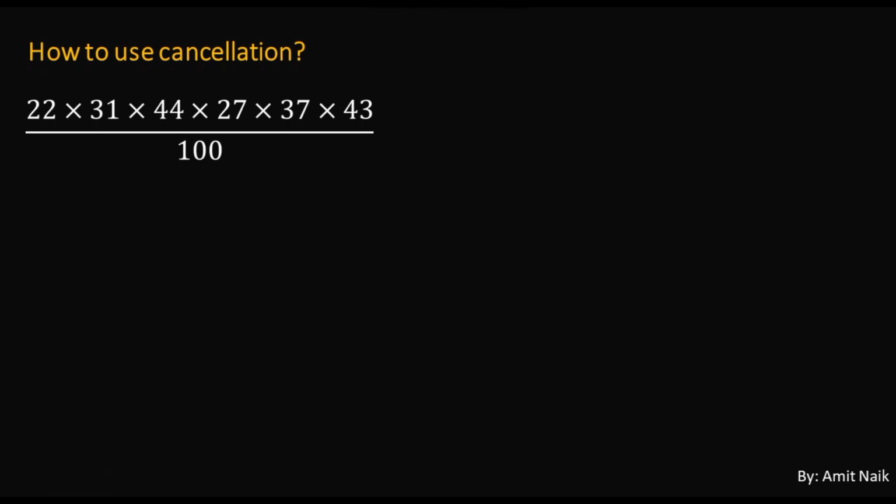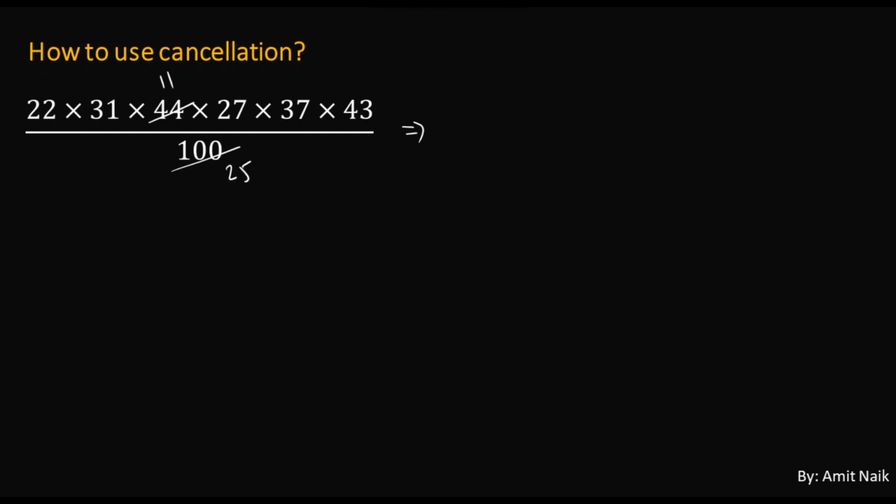See, if I don't cancel the numbers here, 22, 31, 44, 27, 37, 43, all these numbers are smaller than the denominator, which means I'm going to get the same numbers as the remainders, and which means I need to multiply all of them to get my ultimate answer. So to avoid that huge calculation, cancellation is the best technique here. See, I can cancel 44 and 100 by a factor of 4. So if I cancel these numbers, it becomes 4 into 11, and this becomes 4 into 25.